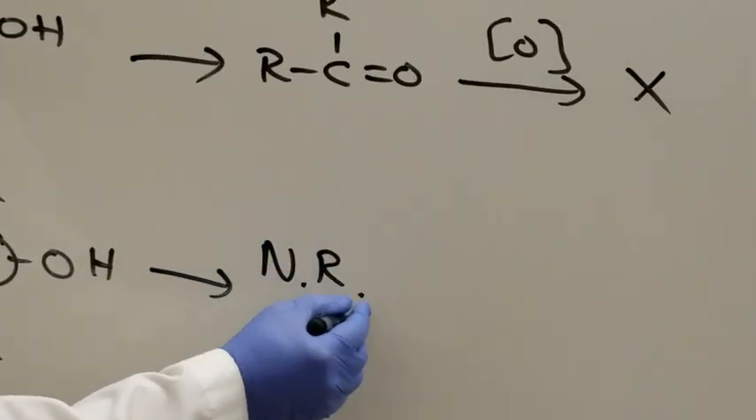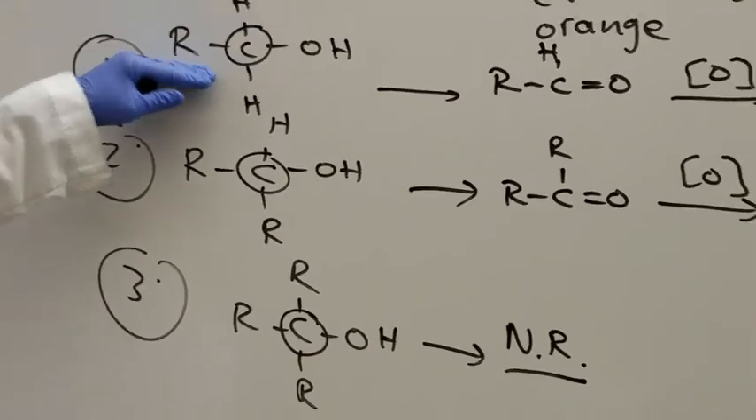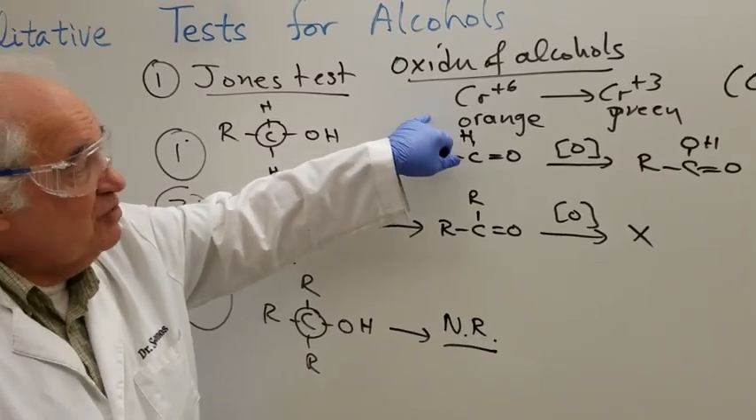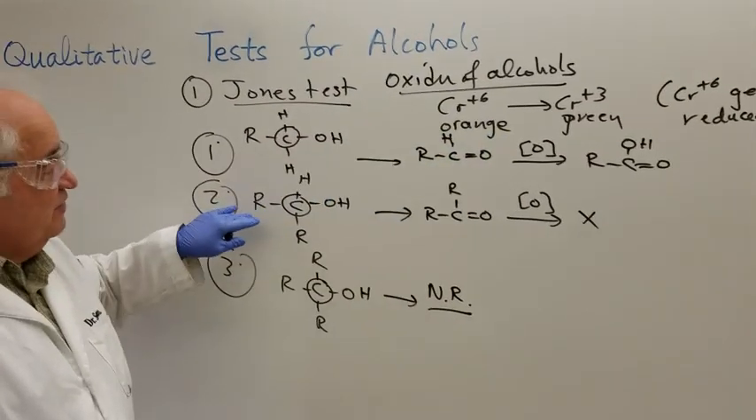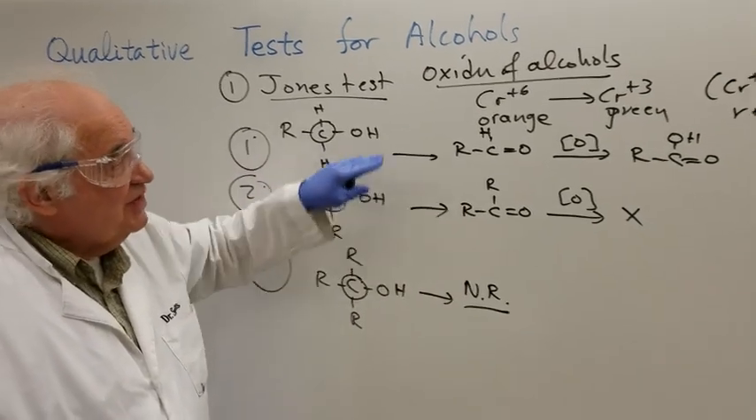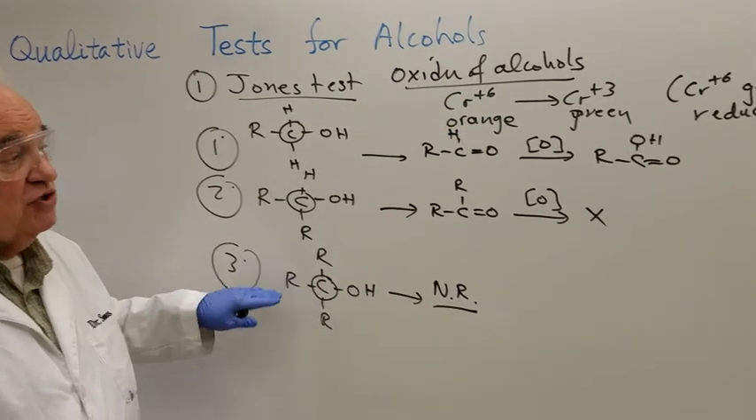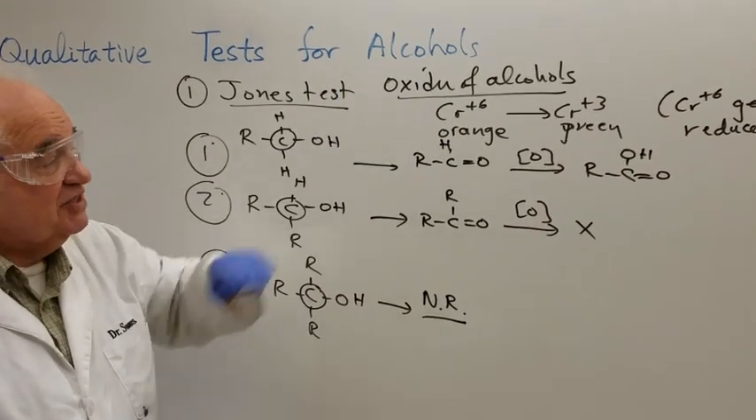be no reaction. Which means, if you react a primary alcohol, you will definitely see a change from orange to green, of chromium plus 6. If you have a secondary alcohol, you definitely see a change from orange to green. If you have a tertiary alcohol, there should be no reaction and the orange will persist.